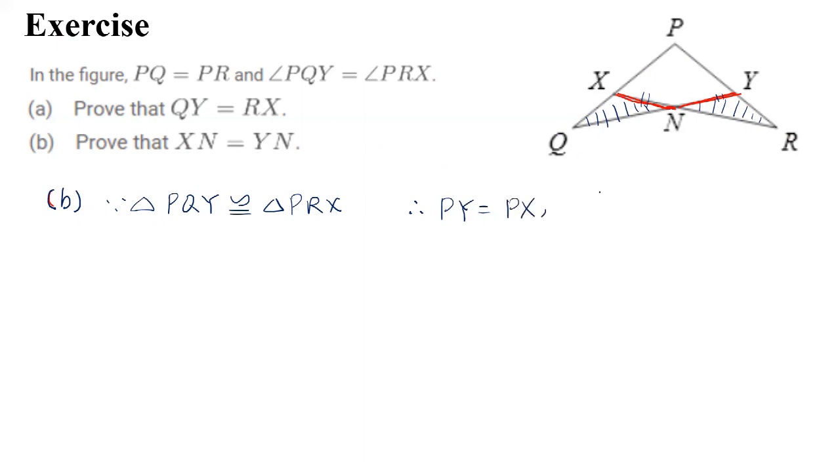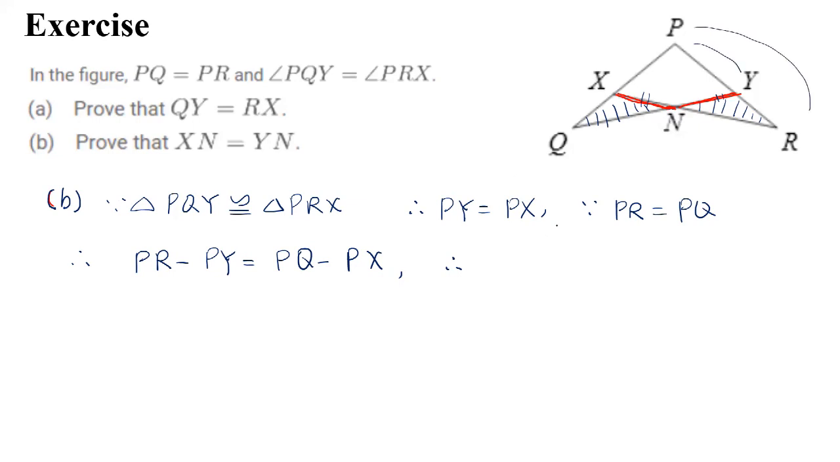And also, because PR equals PQ, therefore PR minus PY should equal PQ minus PX, right? You follow me? Yeah. Okay, so what is PR minus PY? PR is here, PY is here. So what is PR minus PY? YR. YR, right?